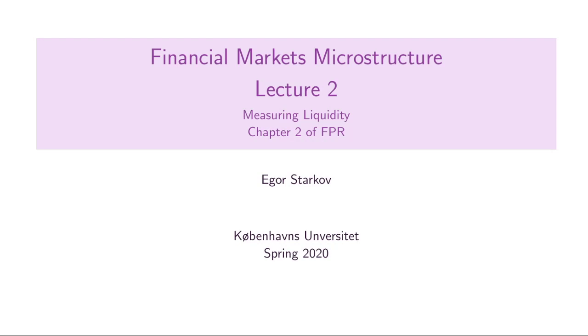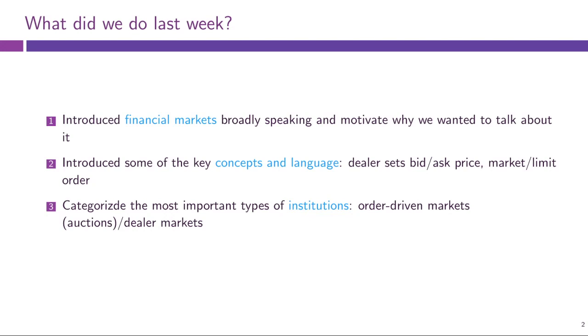This is lecture number 2. In previous class, we did an introduction to the course. We saw what this course is approximately about and introduced some of the core concepts and language that we will be using throughout the course. Finally, we have also talked a little bit about the institutions, about how real-world markets are organized, what are the possible types of markets and dimensions in which they can differ. And we also introduced the main players in the markets.